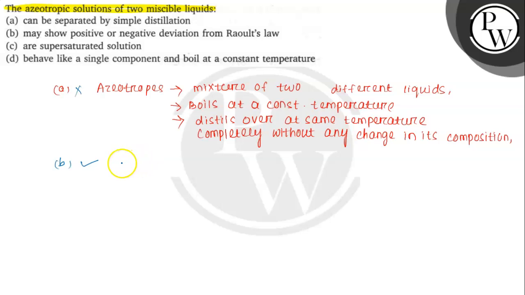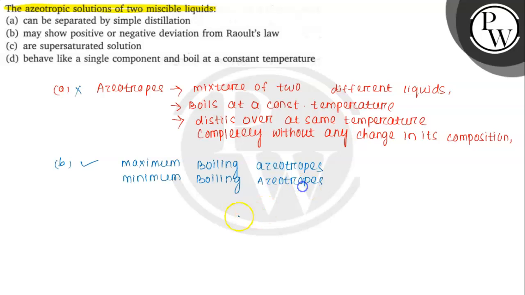So they are called maximum boiling azeotrope and minimum boiling azeotrope, based on positive or negative deviation. If it is a minimum boiling azeotrope, then it is positive deviation. If it is a maximum boiling azeotrope, then it is negative deviation.